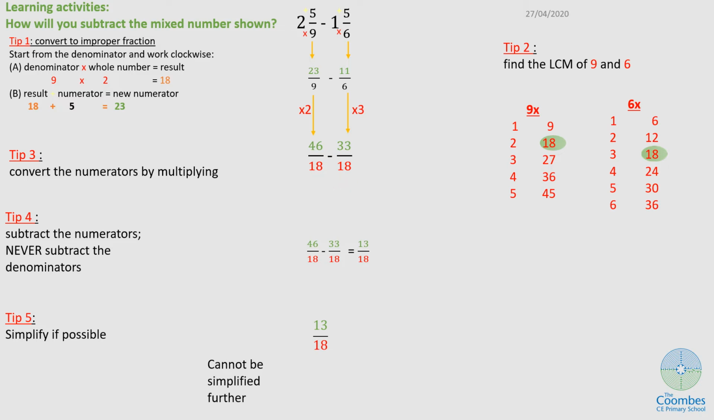So what we need to do now is subtract. Remember, we never subtract the denominators. The denominators remain the same, 18. All we do is subtract the numerators. So if you have 46 and you take away 33, 13 remain. Now, can 13 over 18 be simplified? No. So my answer is actually 13 over 18.